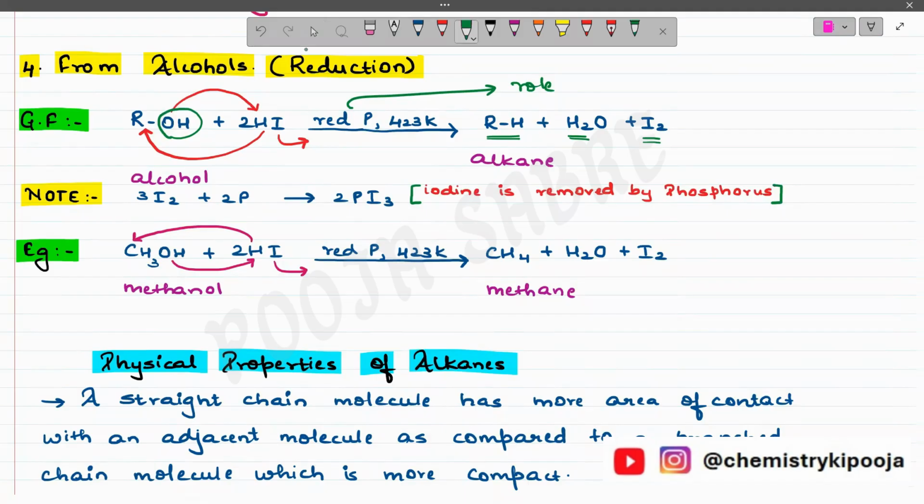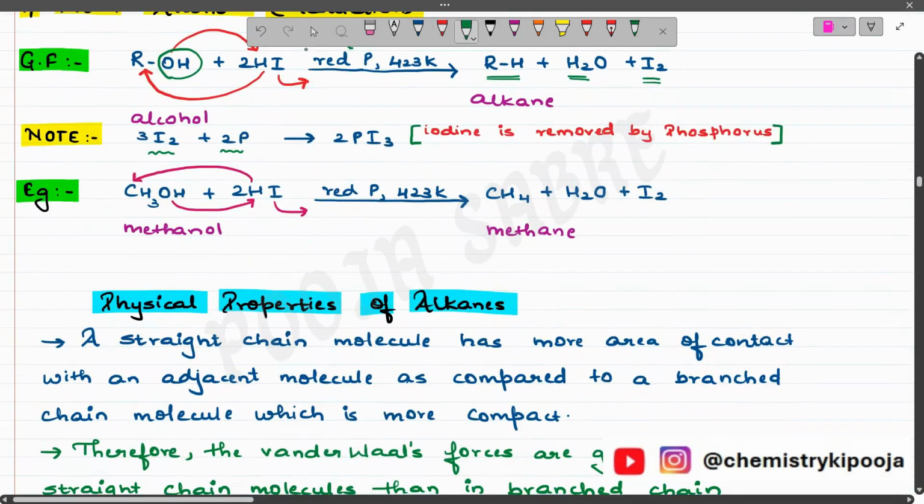That is the reason why, in order to prevent this, I2 should be reacted with phosphorus. When iodine and phosphorus react, we get phosphorus triiodide. In this way, we are removing iodine from the reaction so that it does not react with alkane to form alkyl halide. So the role of phosphorus, students, is nothing but to remove the iodine from the reaction. Clear?